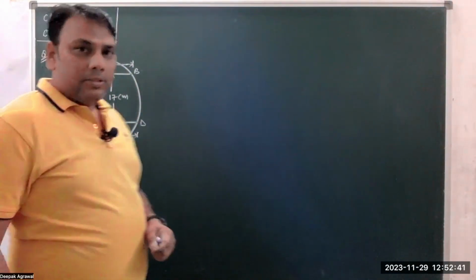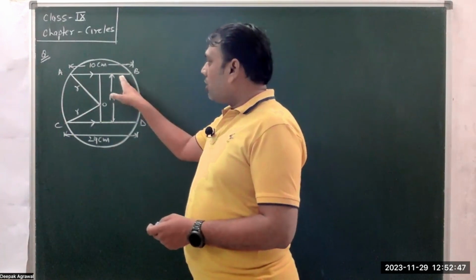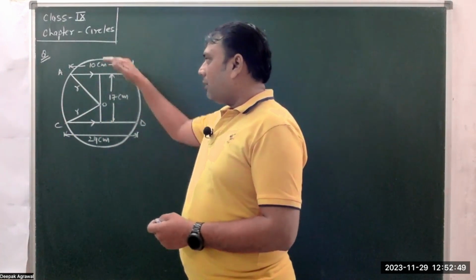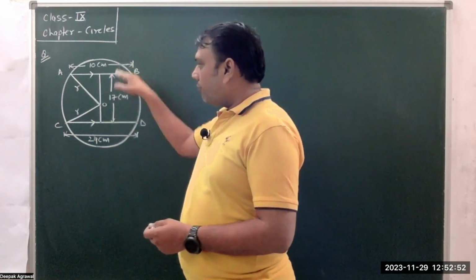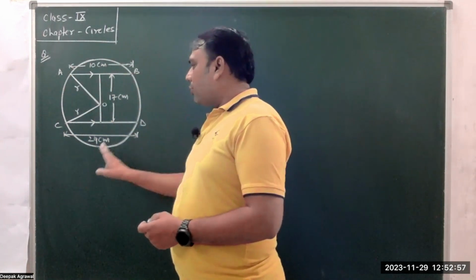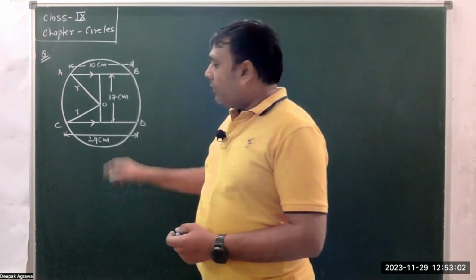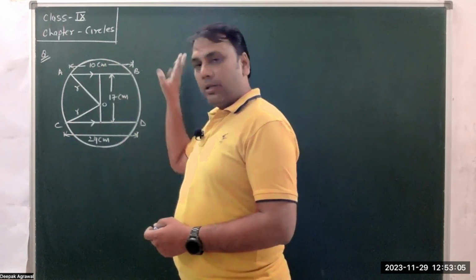Class 9th chapter circles, some extra and good questions. In a circle, there are two chords AB and CD, which are parallel to each other and on opposite sides of center. Length of AB is 10 centimeter, length of CD is 24 centimeter, and the distance between them is given as 17 centimeter. We have to find the radius of the circle.